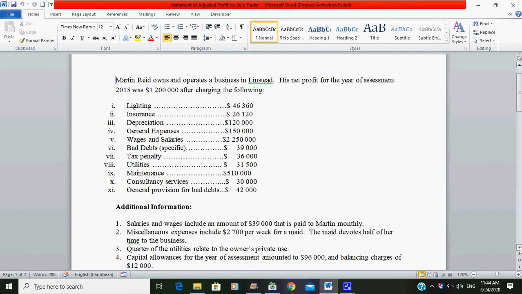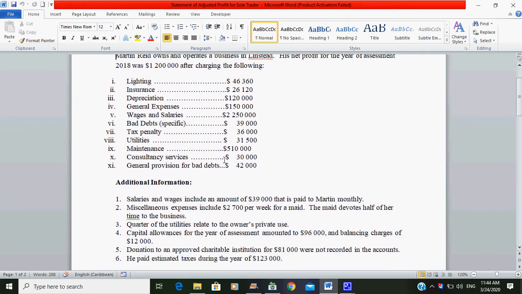Let's go down to a few notes here as well. Also, tax penalty will be added back as well. Tax penalty will be added back as well. Good. Let's go down to a few notes here.